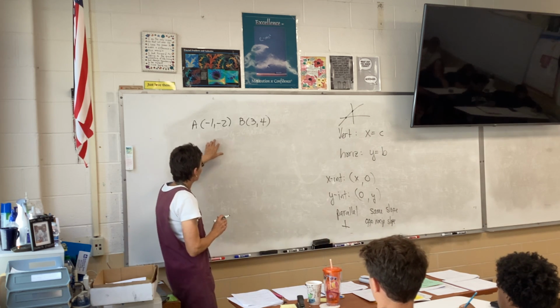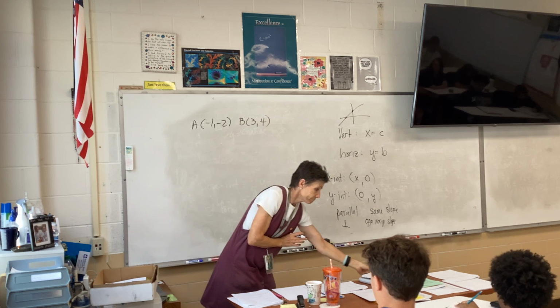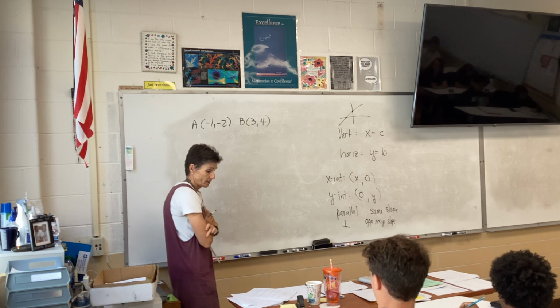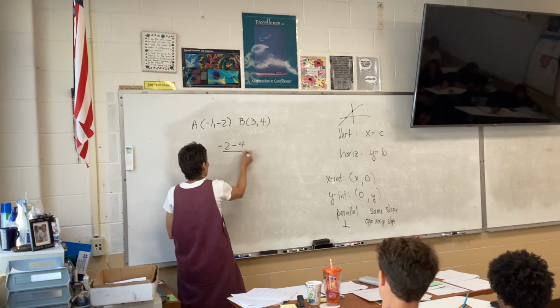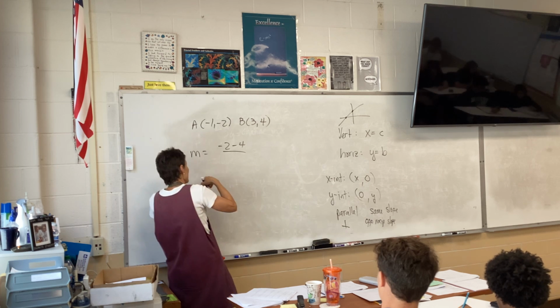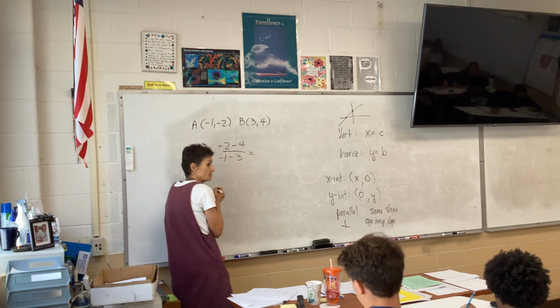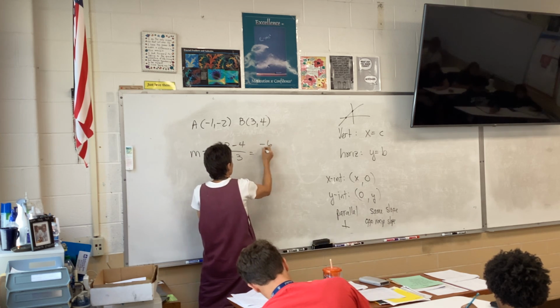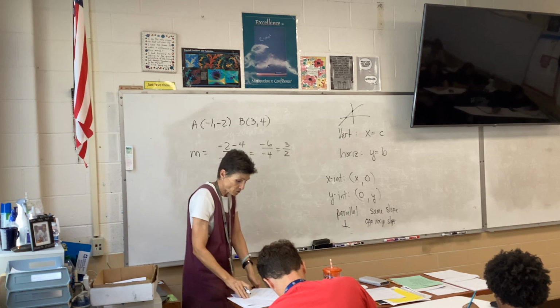All right, so here we go. So, how do we do it? So Peter's up here saying -2 minus 4, which is great. But then on the bottom, he has to have -1 minus 3. So -6 over -4, you get 3 halves. All right, do the next one, do the second one.